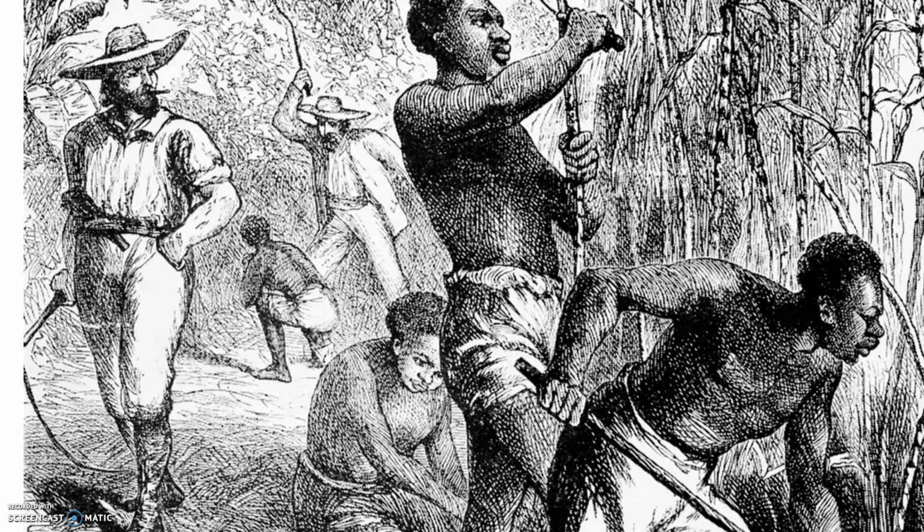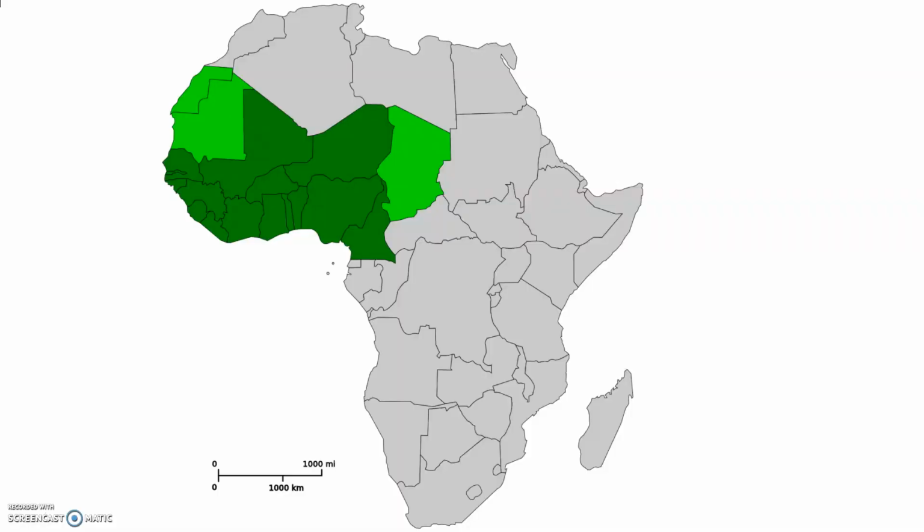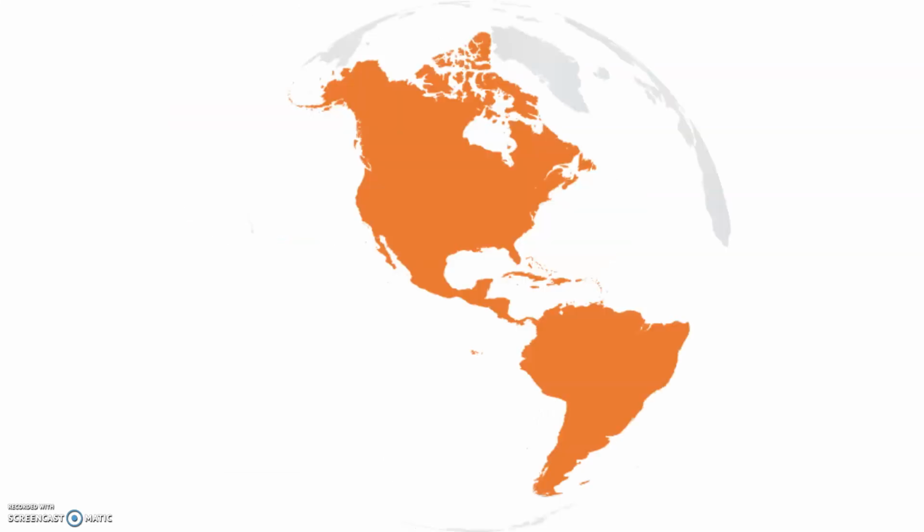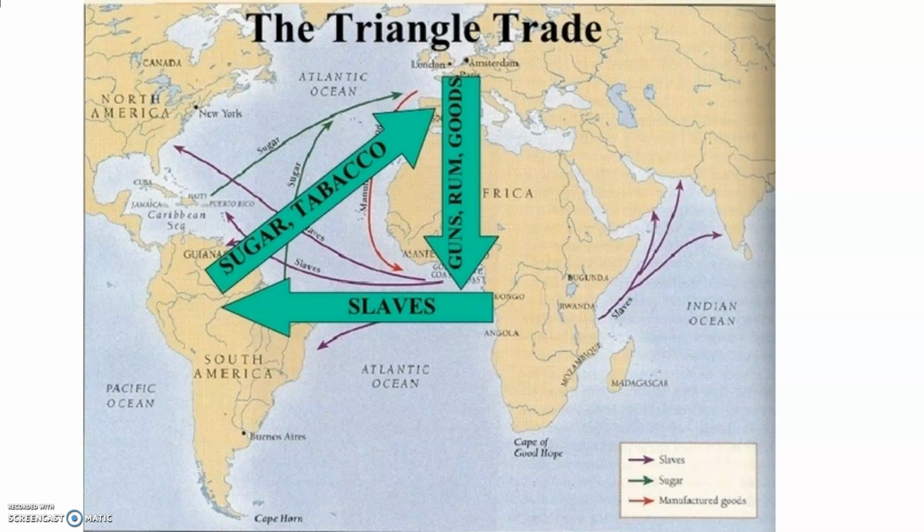One of the biggest slave trades that existed was the West African slave trade that took place around West Africa, as shown here. The slaves were taken from West Africa and shipped to the Americas, North America and South America. This happened because of what I and others call the triangle trade. The triangle trade pretty much had slaves shipped to the Americas.